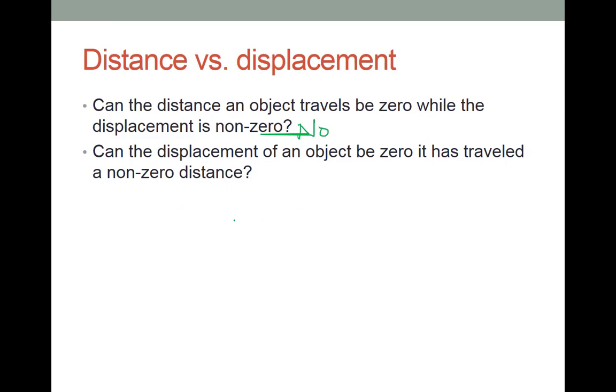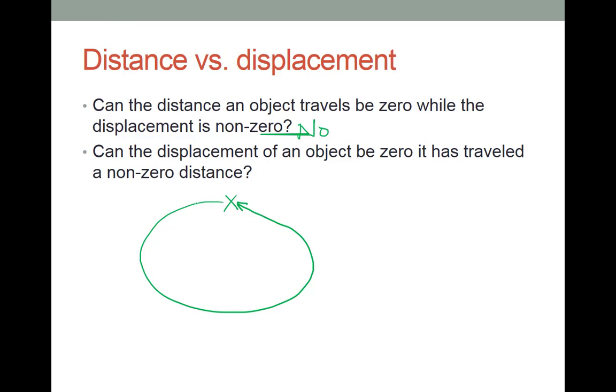Okay, so let me give you an example to illustrate. Let's say that you start right here and you go out, you go around, and you come back and you stop at exactly that same spot. Well, now my final and initial positions are the same, so my displacement is 0. Can the displacement be 0? Yes. Final and initial positions are the same, displacement is 0. Did I travel a non-zero distance? Yes.